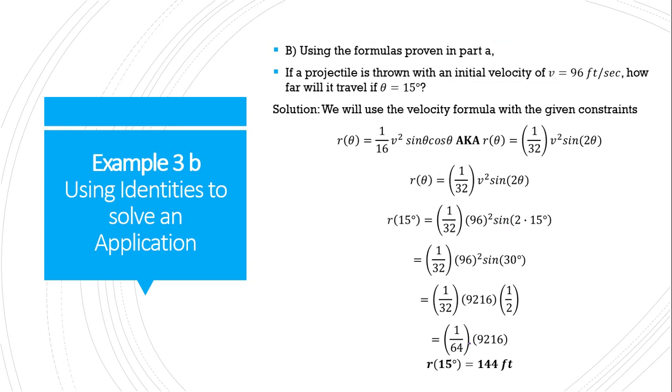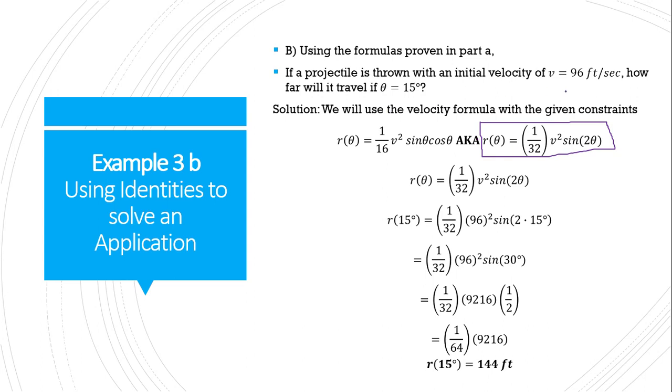Example 3b, using identities to solve an application. So using the formulas in part A, if a projectile is thrown with an initial velocity of 96 feet per second, how far will it travel if theta is 15 degrees? So we're going to use the velocity formula. This is what was given to us, 1 over 16 v squared sine theta cosine theta. And we just figured out that this is equivalent to this, so either of these forms will do. This one's a little bit simpler, so we're going to work with this one.